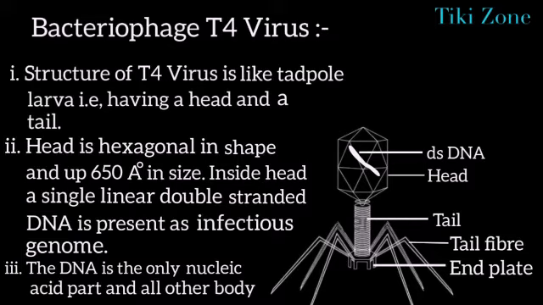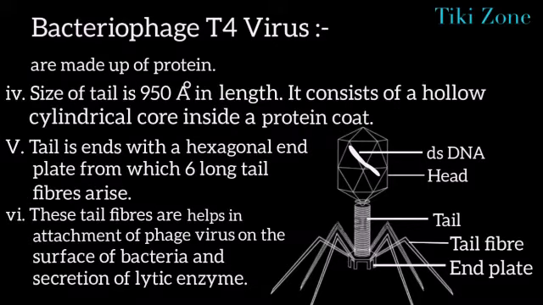The structure of a T4 virus is like a tadpole larva, having a head and a tail. The head is hexagonal in shape, that means it has 6 different sides, and it is 650 angstrom in size. Inside the head, a single linear double-stranded DNA is present, which is the infectious genome of the virus. The DNA of this virus is the only nucleic acid part and all other body parts are made up of protein. The size of the tail is 950 angstrom in length.